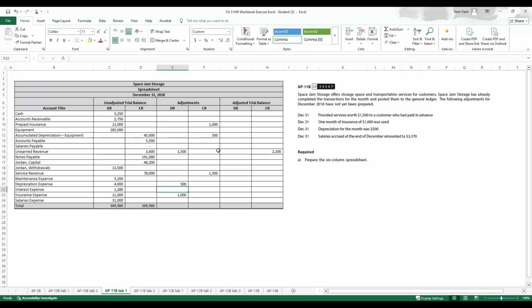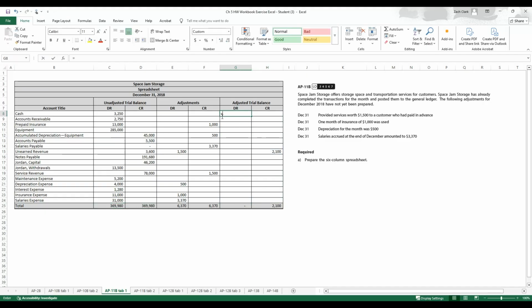Salaries accrued was $3,370. So the expense was $3,370 for salaries, and then salaries payable is going to be the other account that we increase. If it's a payable, it's a liability, so a credit is an increase. Again, I'm going to copy these two cells because they have those formulas in them, and paste them over so we can check and make sure all of our debits and credits balance.